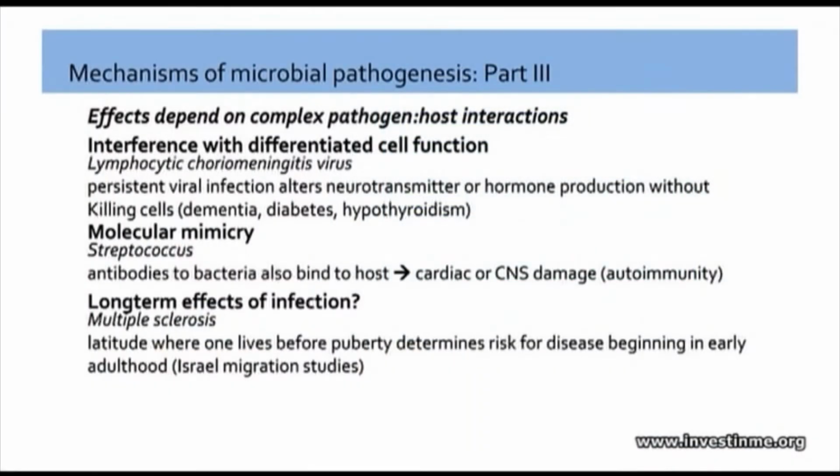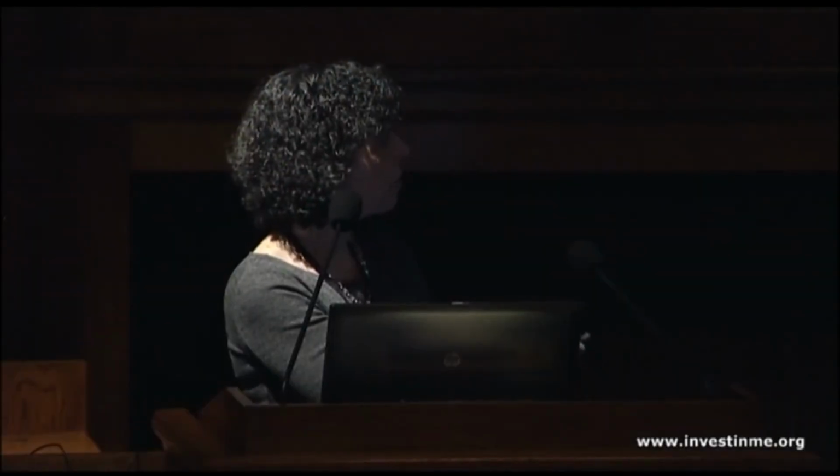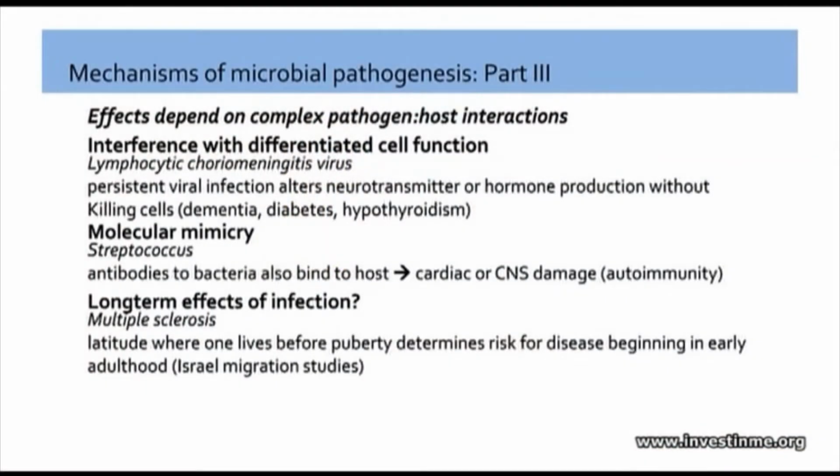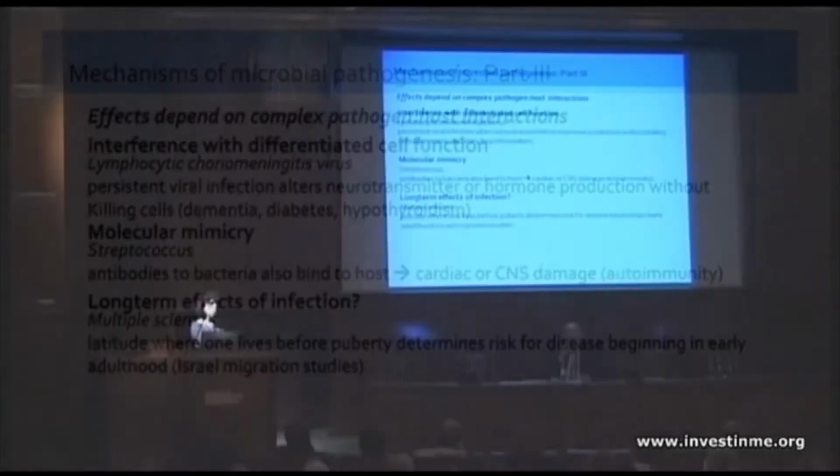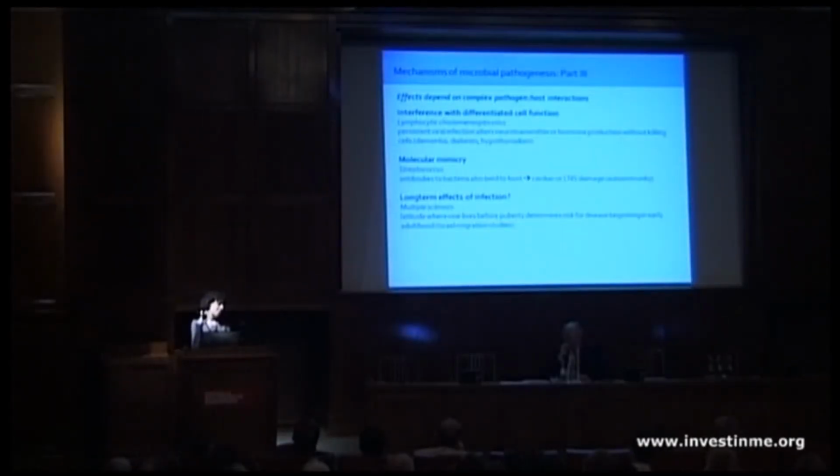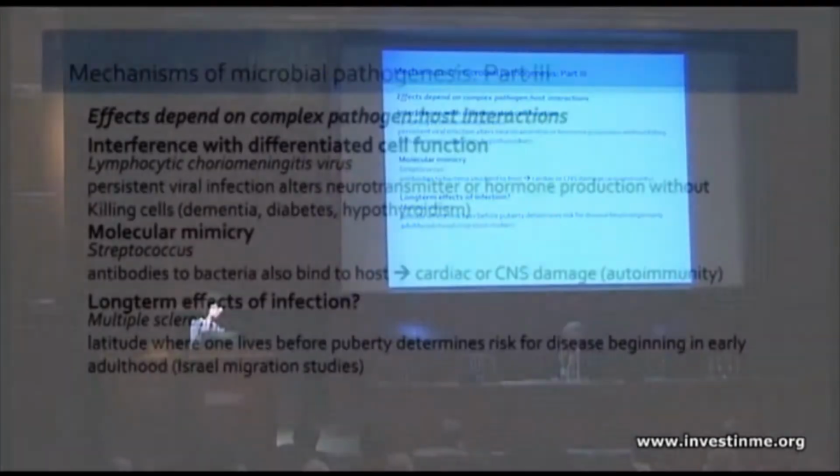And also we need, of course, to be able to have our eyes open to the idea that it could be a hit and run. Long-term effects of infection. How do you do, in multiple sclerosis? If this was an exposure that was in early years, perhaps the agent is gone, but you can look at certain epidemiologic factors. The latitude where you lived before puberty is a factor that increases your risk.